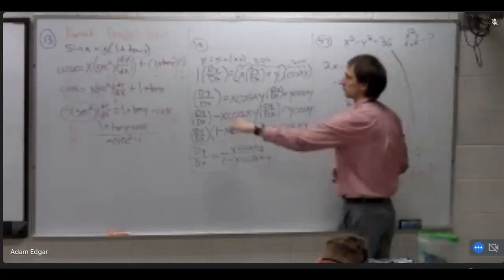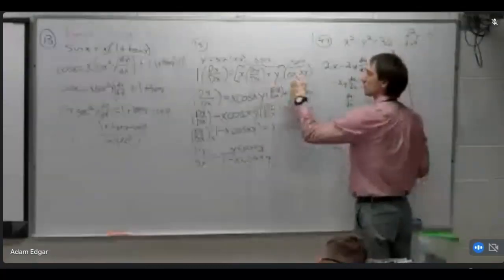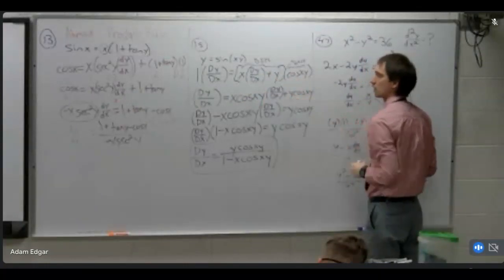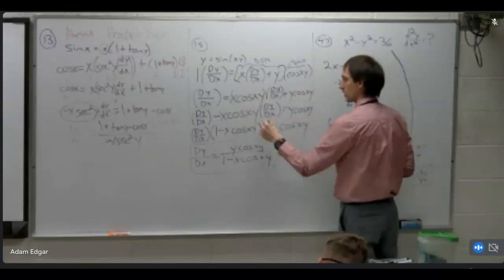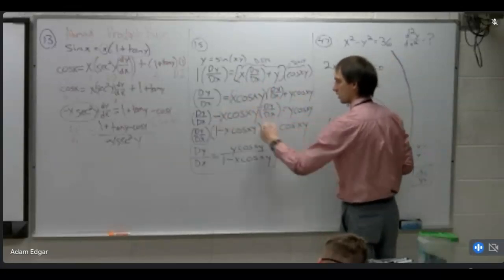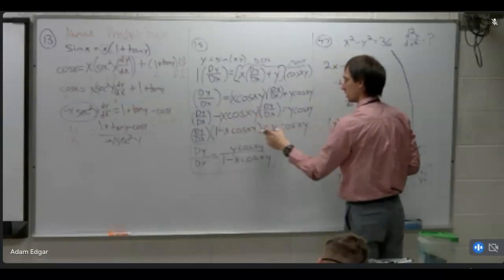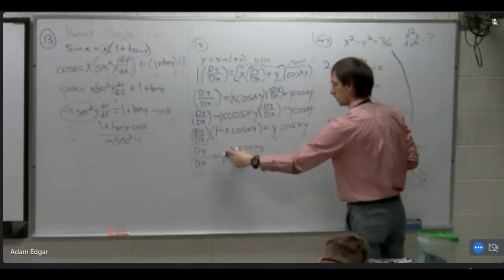And then I distributed the cosine xy to the x dy/dx plus y. And then I moved all the things that had dy/dx onto the left side. And you pull the dy/dx out, and you have dy/dx times 1 minus x cosine xy. It's all equal to y cosine xy. And then you just divide the 1 minus x cosine xy out. So you have dy/dx.